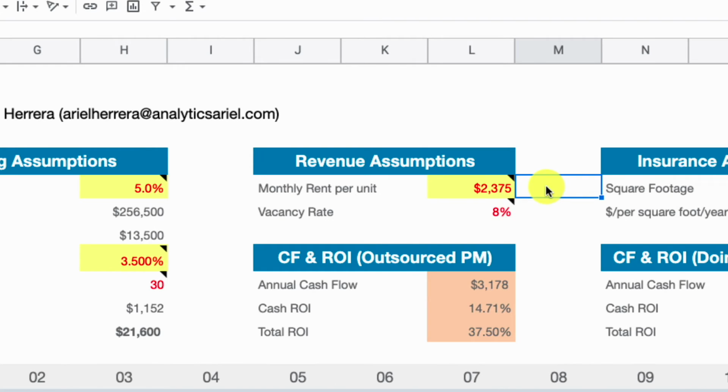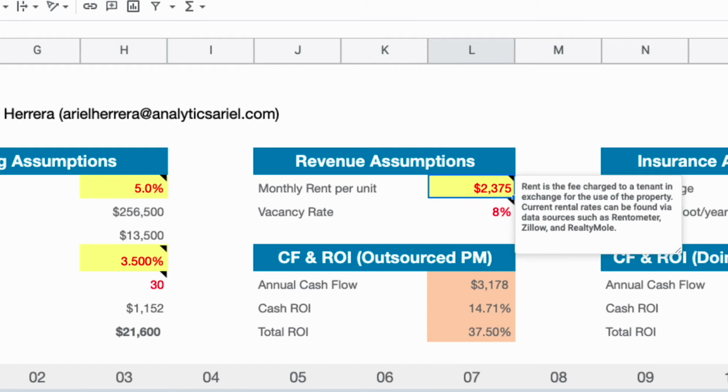Great, so the next thing you want to put is the monthly rent per unit, and that's what I specified for Rentometer. You could also go to Zillow and see what they have as the rent Zestimate. You could look at RealtyMole as well, and you could go to other sources like Facebook Marketplace and search for your area, what rents are going for, as well as Craigslist.